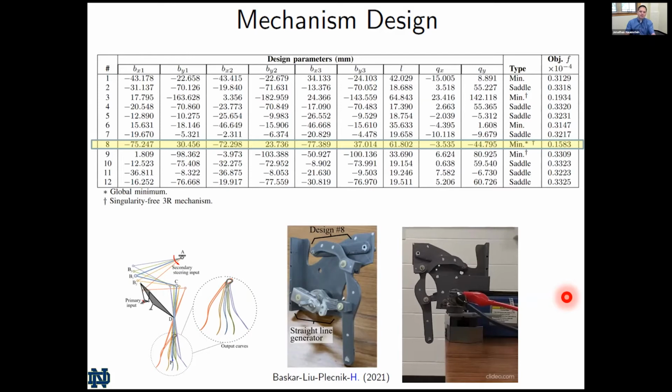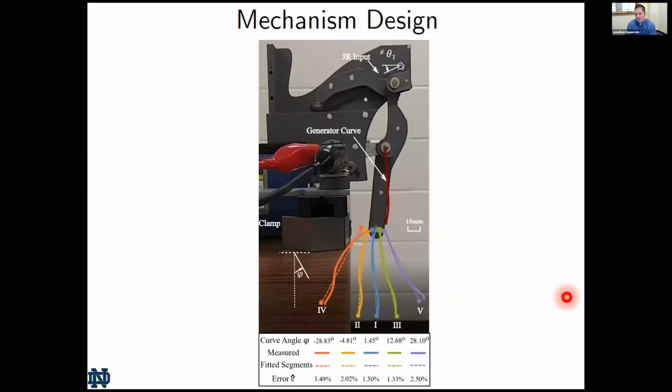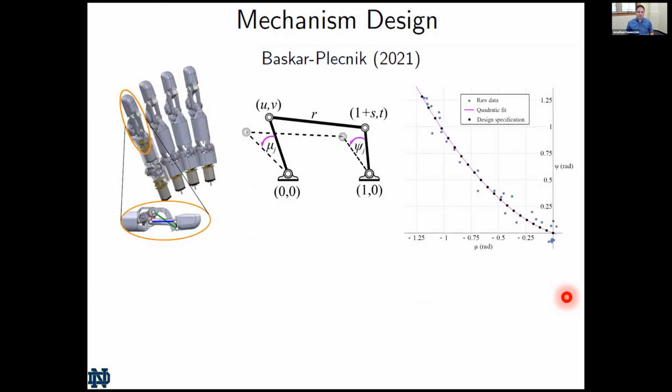The global minimum is the best. It really has all the design characteristics you want. You can test it at different angles, and the error is actually really small. So this is a really nice design that we can actually do. But that's very special. That doesn't happen often, and so that's what I want to talk about next.